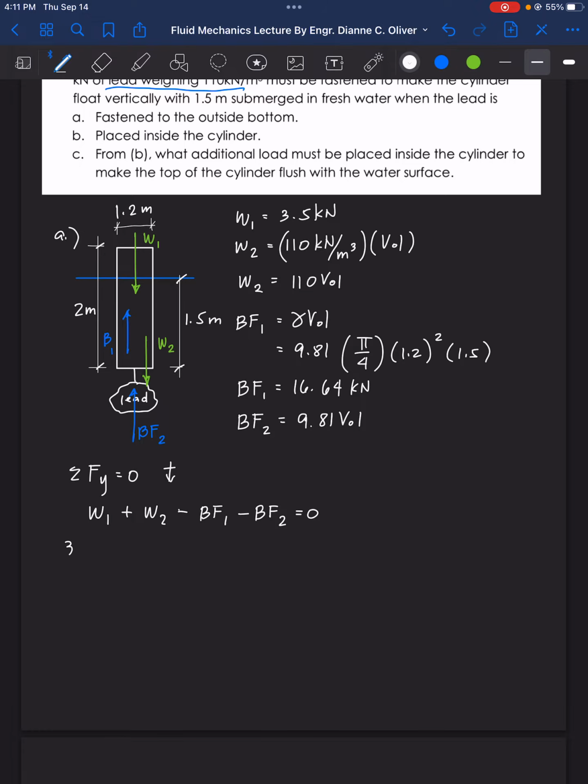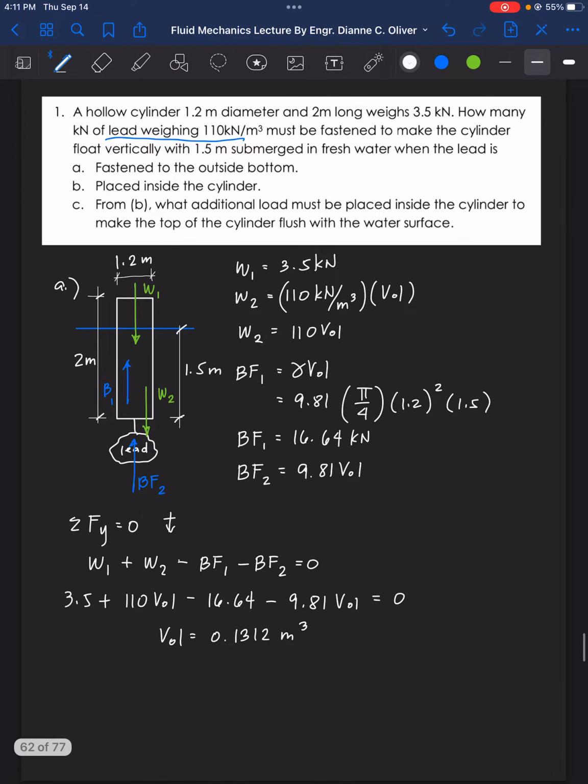W1 is 3.5 kilonewton plus W2 is 110 times the volume of the lead, minus the buoyant force 1 is 16.64, minus 9.81 times the volume for the buoyant force 2. Therefore, we can now get the value for volume. So volume now is equal to 0.1312 cubic meter.